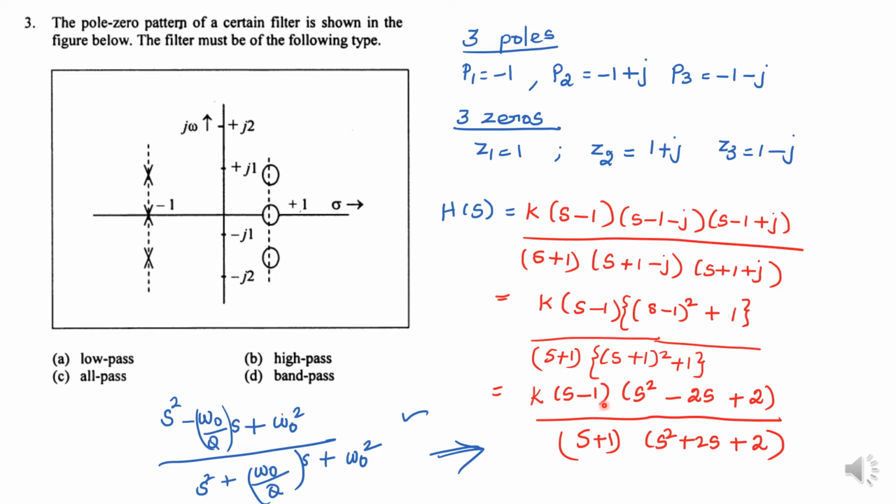Next I get K into (S minus 1), (S square minus 2S plus 2), divided by (S plus 1), (S square plus 2S plus 2). Now look at this equation: S square minus omega naught by Q into S plus omega naught square, divided by S square plus omega naught by Q into S plus omega naught square. So both the equations are almost the same. So this is the second order all pass filter. So what will be the answer? Option C is the correct answer.